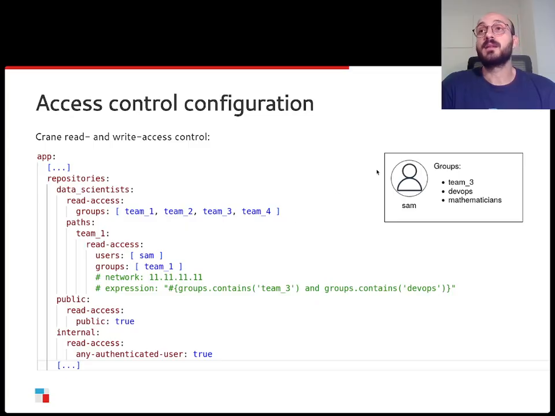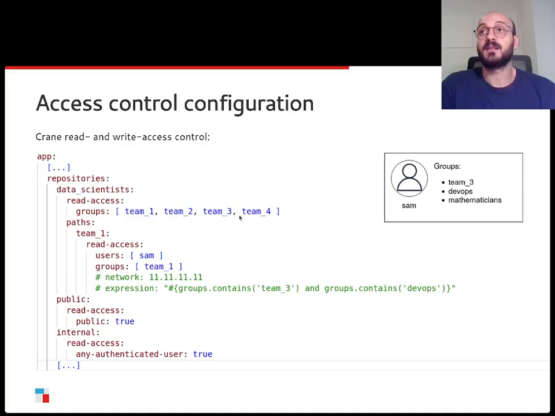To make this a bit more concrete, I would like to give an example using the user Sam, who is part of 3 groups: Team 3, DevOps, and the Mathematicians groups. Sam tries to access a file inside the Team 1 subfolder, which is a subfolder of the data scientist's repository. So, to determine whether Sam has access to this file in Team 1, Crane will check the access control rules of the data scientist repository first. Namely, Sam will get access as he is part of one of the groups inside the read access groups property, namely Team 3.